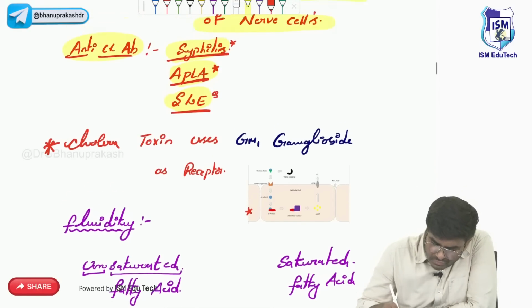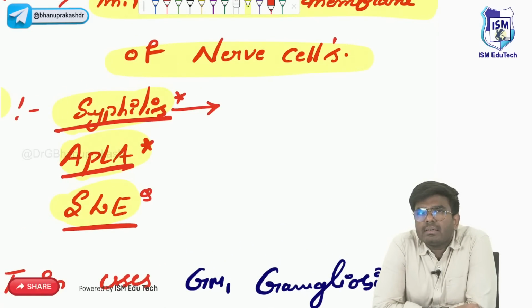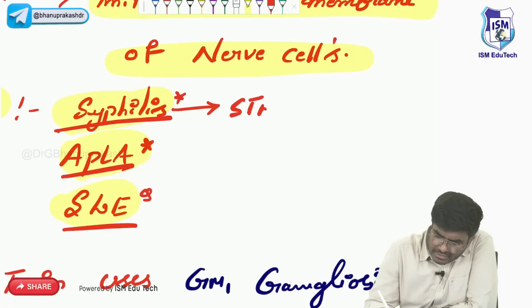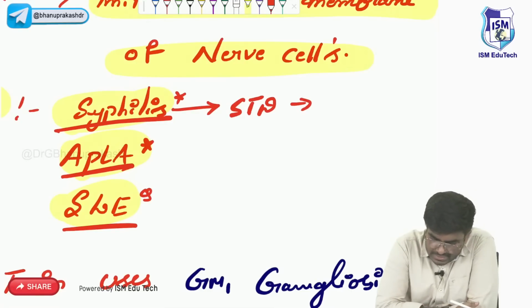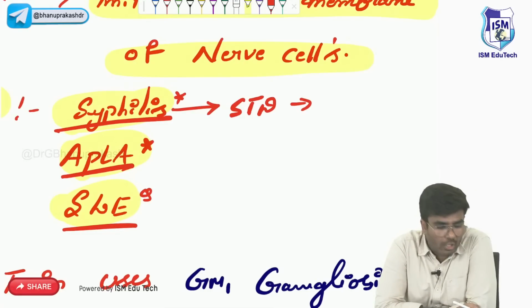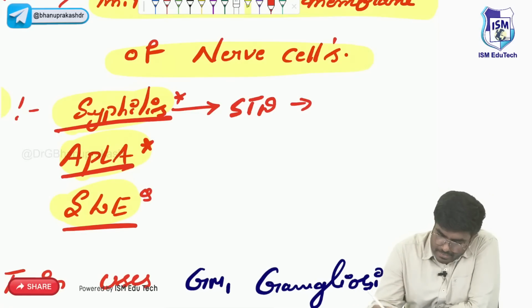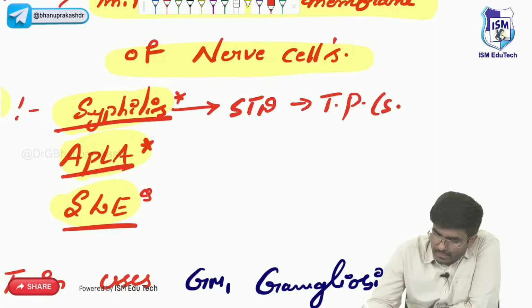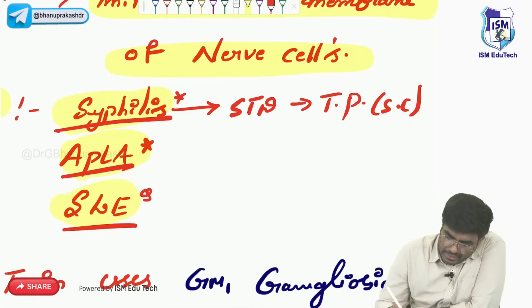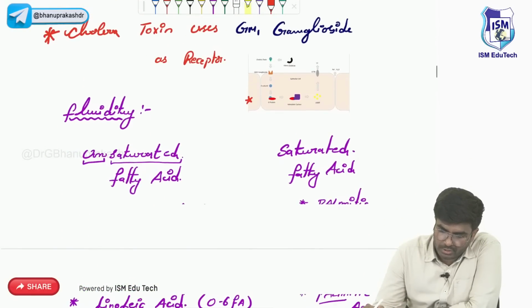Now, I just want to test your knowledge. Just try to answer yourselves. Syphilis is a sexually transmitted disease, right? Can you tell me which organism causes it? Syphilis is caused by Treponema pallidum, a spirochete. And in antiphospholipid antibody syndrome and systemic lupus erythematosus, in all these conditions, you can see anti-cardiolipin antibodies.